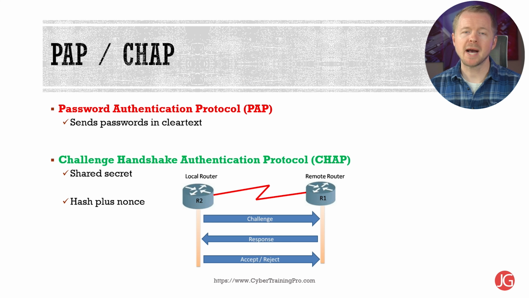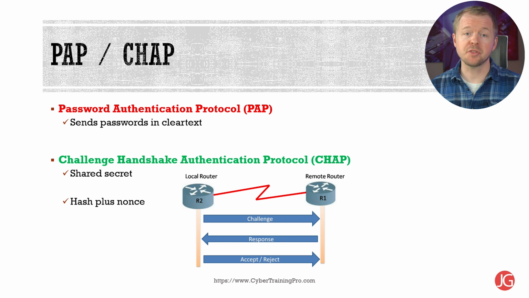When it comes to VPNs, we have to authenticate users and make sure only authorized connections are made. Let's talk about some of the methods that we can use. Password Authentication Protocol, or PAP, is used with the point-to-point protocol, or PPP, to authenticate clients. PAP shouldn't really be used because it sends passwords over the network in clear text.